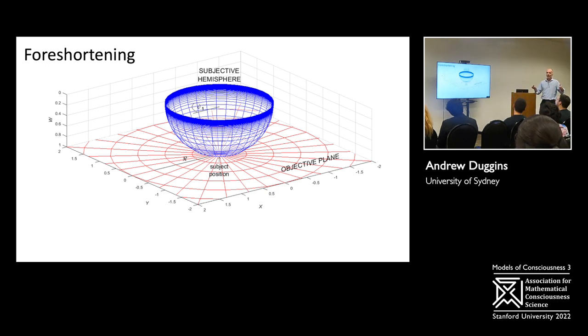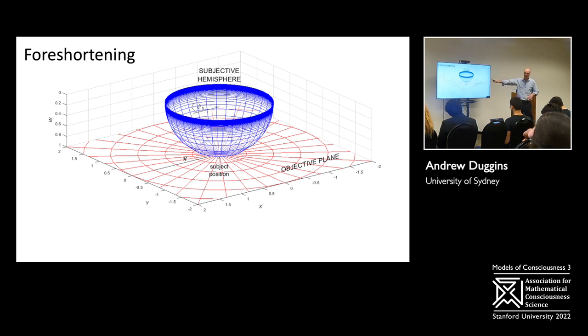Now, here's where I strain your conceptual muscles. How are we going to think of applying this to three-dimensional spatial perception? Well, to the mathematician, that's very easy, right? We don't have a subjective hemisphere. We have a subjective hemi-3-sphere, which is basically the surface of a four-ball. Okay, but you can't picture that. Don't even try. But mathematically, it's trivial.